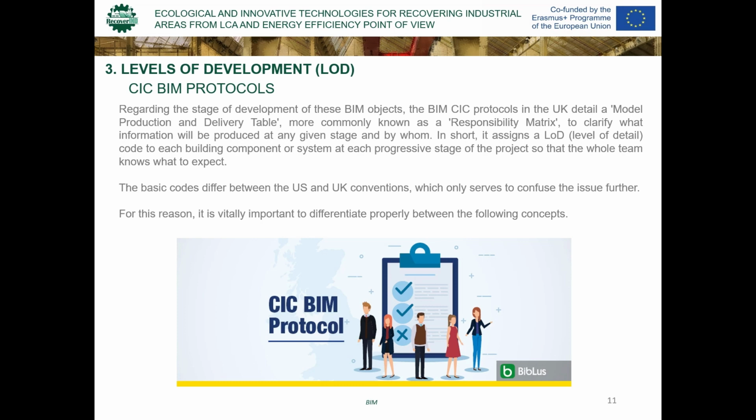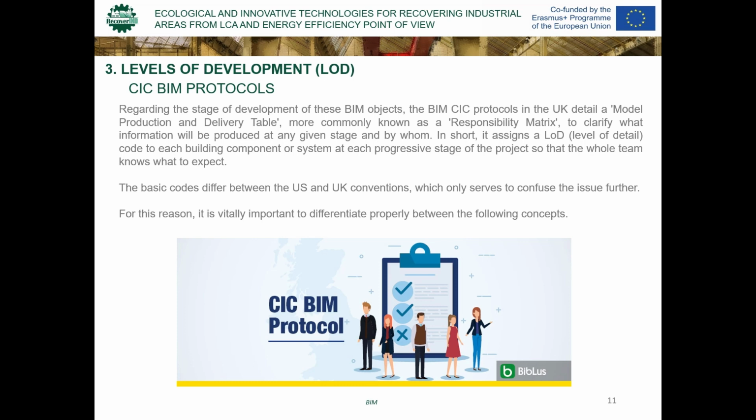Regarding the stage of development of these BIM objects, the BIM CIC protocols in the UK detail a model production and delivery table, more commonly known as a responsibility matrix, to clarify what information will be produced at any given stage and by whom. In short, it assigns a LOD, level of detail, code to each building component or system at each progressive stage of the project so that the whole team knows what to expect. The basic codes differ between the US and UK conventions, which only serves to confuse the issue further.